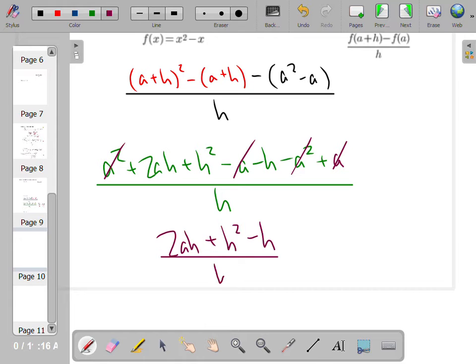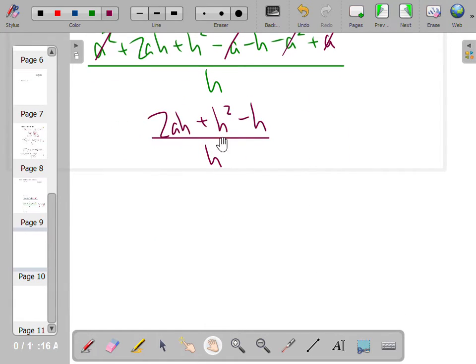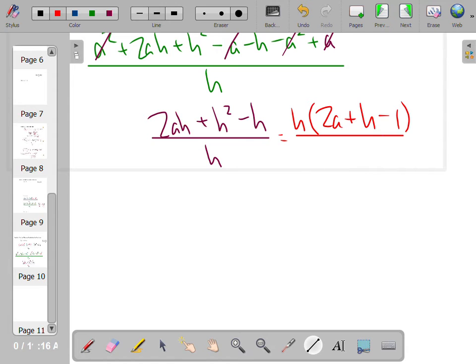And this is the other place that I will see all sorts of crazy stuff, and people are like, Mr. Y, why do you make this so hard? I'm telling you, you don't just cross those out. You don't cross these out. You don't cross those out. You need to factor the h out of the numerator. If you want to cancel an h, you need to factor an h out of the numerator. So if I factor an h out of this, I get 2a plus. If I factor an h out of this, I get h. And if I factor an h out of this, I get 1. It's still all over h.